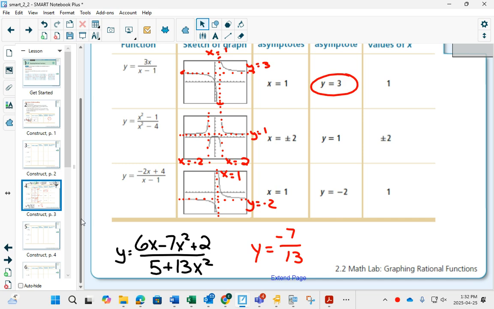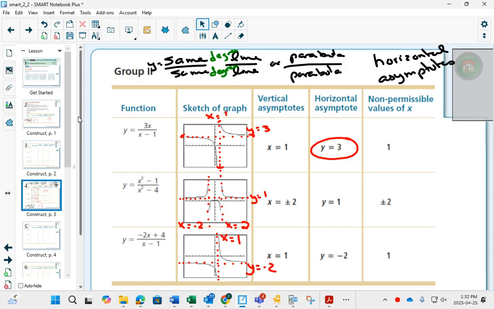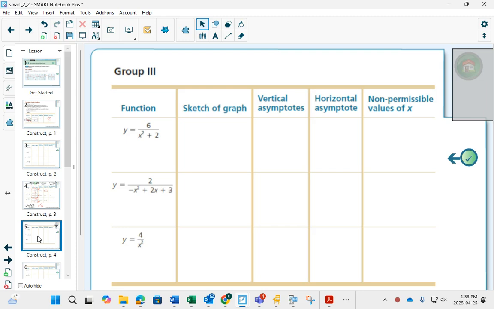That's the idea of horizontal asymptotes in group 2. And the horizontal asymptotes only change in group 2. Notice group 1 had no horizontal asymptotes. Sometimes it had diagonal ones, but group 1 never has a horizontal one. Group 2 has horizontal ones that change depending on what they are. And now we're ready for group 3.